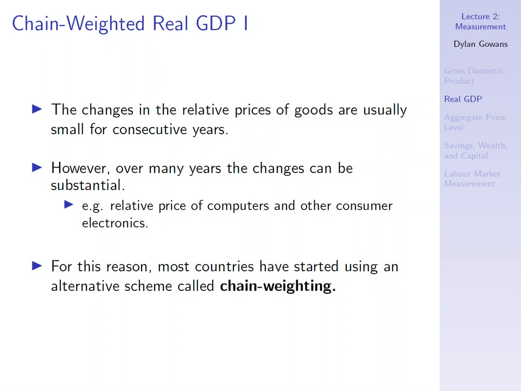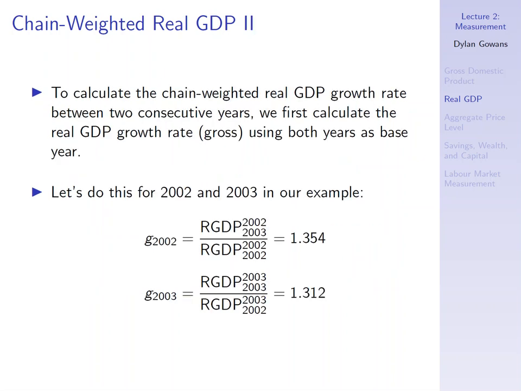And so your choice of base year, when you're looking at the GDP contribution of the production of computers, is incredibly important. If you used, for example, the prices of computers in 1980 to calculate the GDP contribution of computers today, that would be a huge contribution. Absolutely massive. And so for this reason, most countries have started using an alternate scheme, which is called chain weighting. And so we'll see how this works.